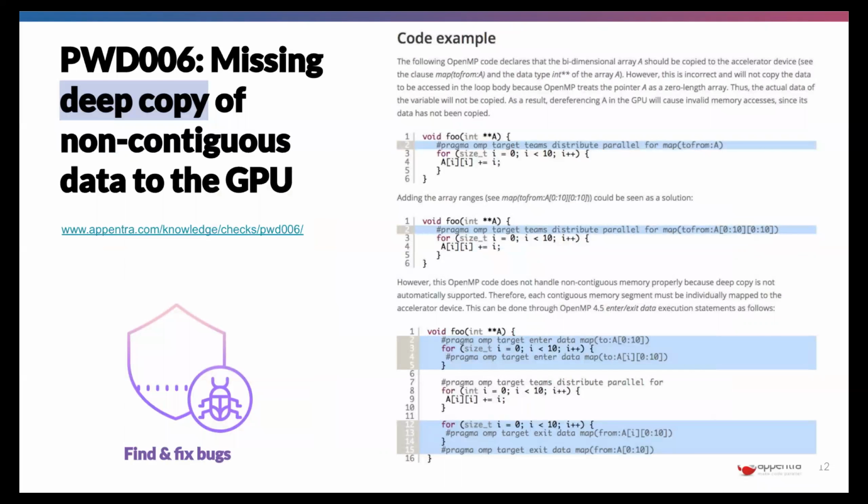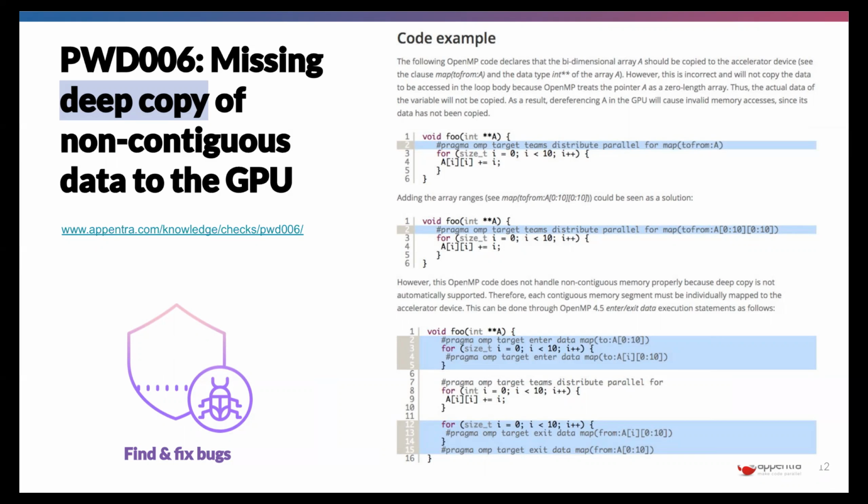So in this case, we have selected an important problem that is deep copy. Deep copy, when you go to GPU and you have complex data structures, you need to manually implement in OpenMP how these pointers to structs of pointers to structs to pointers of struct nested structs of pointers are mapped to the GPU. Okay, so here we can detect in analysis through PWD006 missing deep copy of non-contiguous data to the GPU.